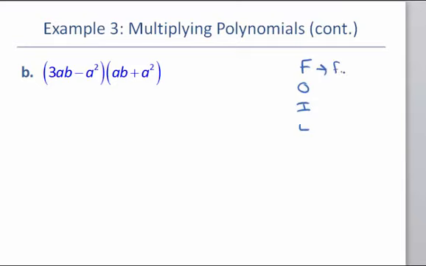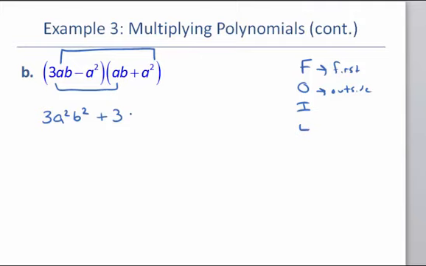Remember that the F stands for the first terms, so you're going to multiply these first two terms together. So 3ab times ab is going to give you 3a squared b squared. The O stands for outside, so you're going to multiply the 3ab times the a squared, gives you positive 3a to the third b. The I stands for inside, so you'll be multiplying these two together, negative a squared and ab, making a negative a cubed b. And L stands for last, so you'll multiply the negative a squared times the positive a squared, giving you negative a to the fourth.